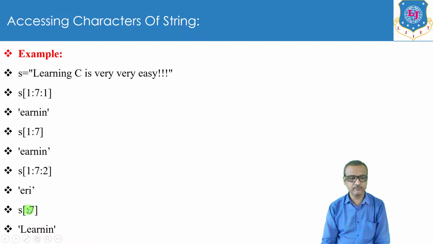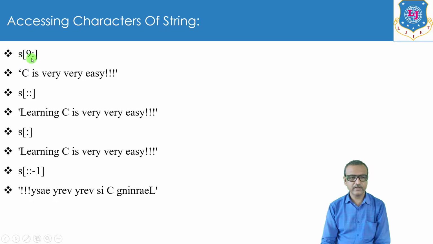Now S[:7]. Here the begin index is not defined, and at the same time the step size is not defined. So by default it will take step size as 1 and it will start from index number 0, or from the beginning of the string. So what will be the output of this one? That is from index 0 to index 6, and this is index 0 and this is index 6.